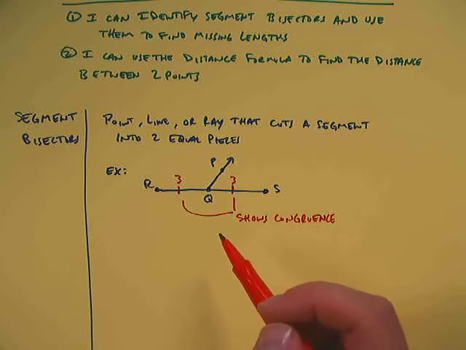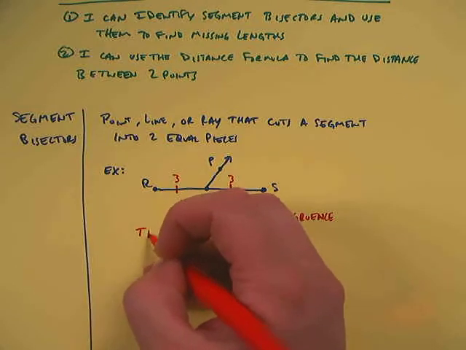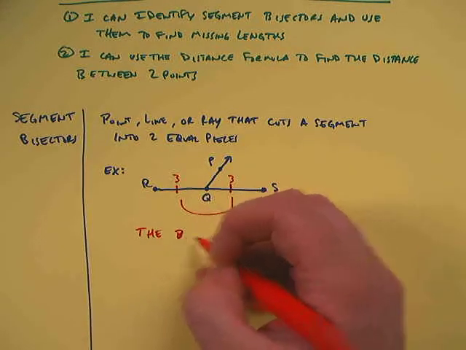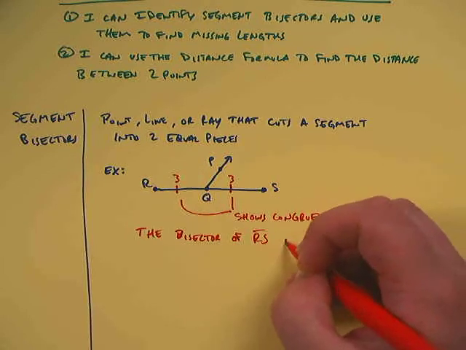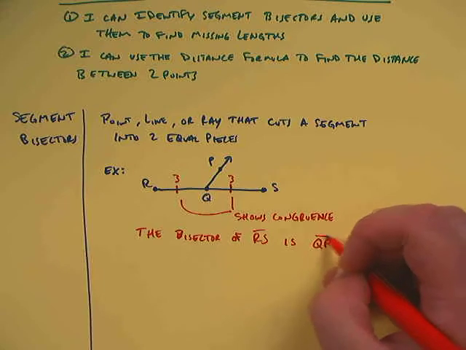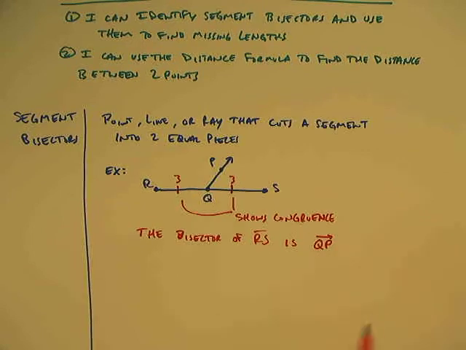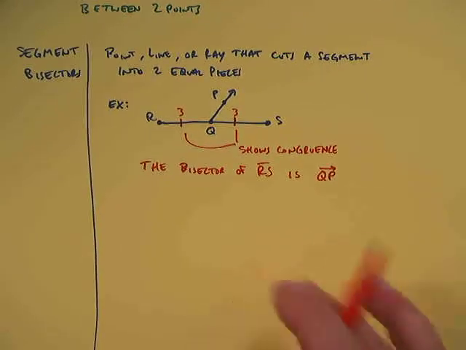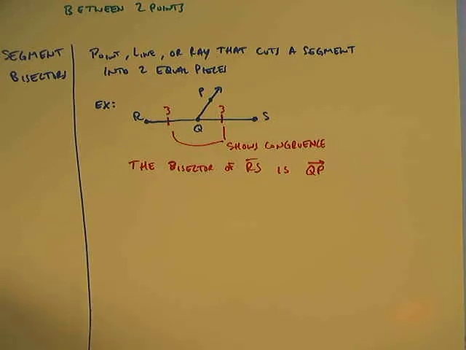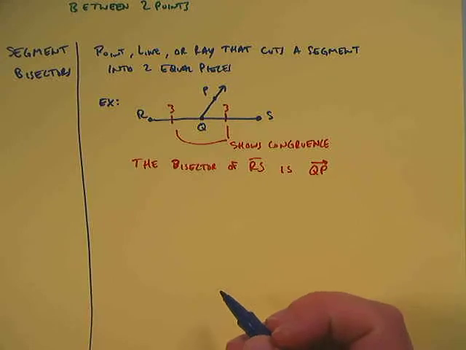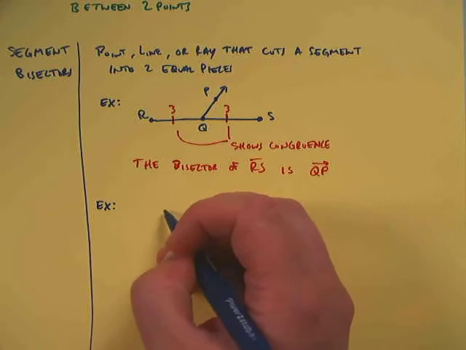Anyway, if you were to be asked what is the bisector of segment RS, you would say the bisector of RS is ray QP. So if you were asked what is the bisector, QP is the bisector. Okay, so now we can identify a bisector maybe, but we need to be able to use them to find missing information. So here's another example for us.